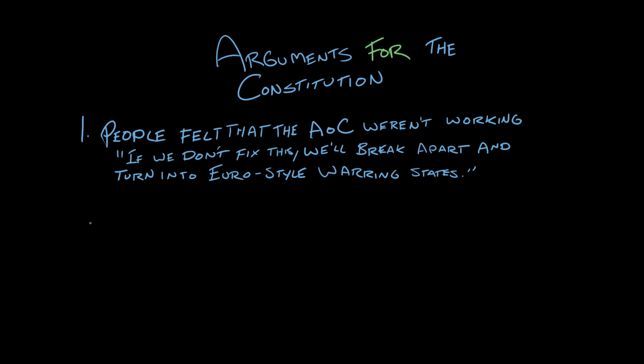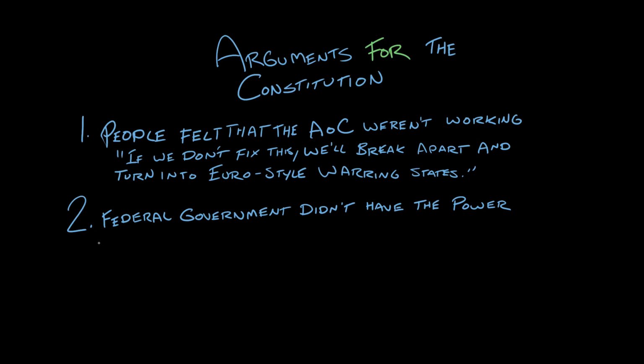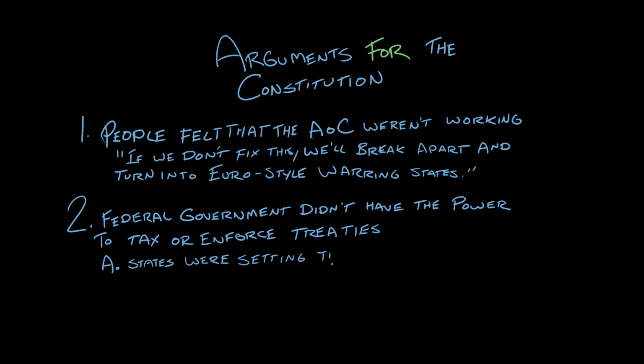Now, there were also the particular arguments about what powers were missing that the federal government had. The main argument made was the federal government did not have enough power. So they didn't have, for example, the taxing power. And they didn't have a way of enforcing treaties against the states very well. And some of the states were putting tariffs up, so interfering with trade within the country. So states would set tariffs on out-of-state goods. States wouldn't contribute to the national government.